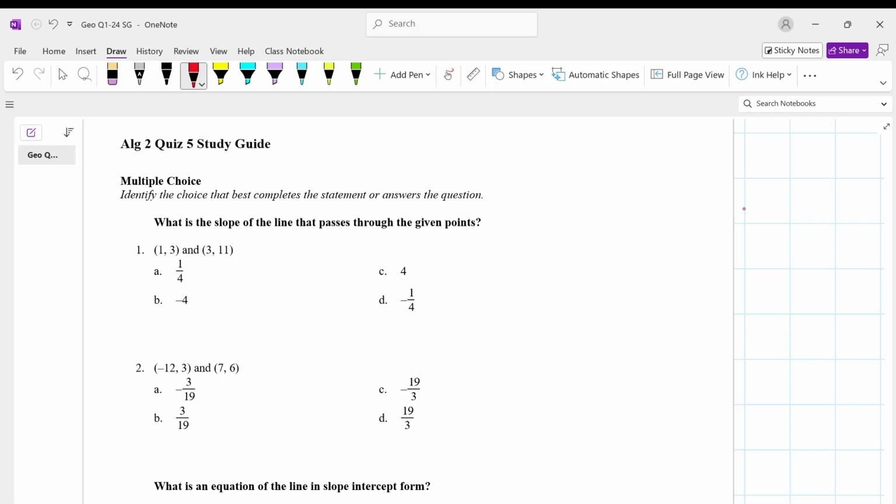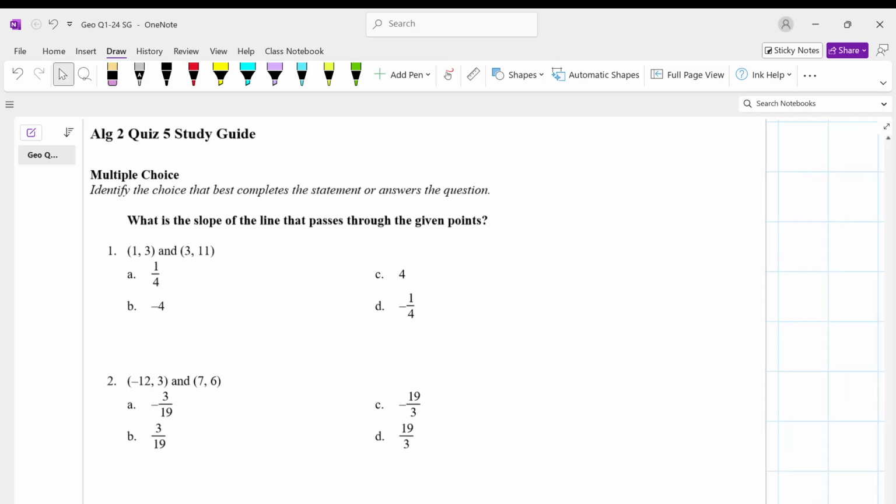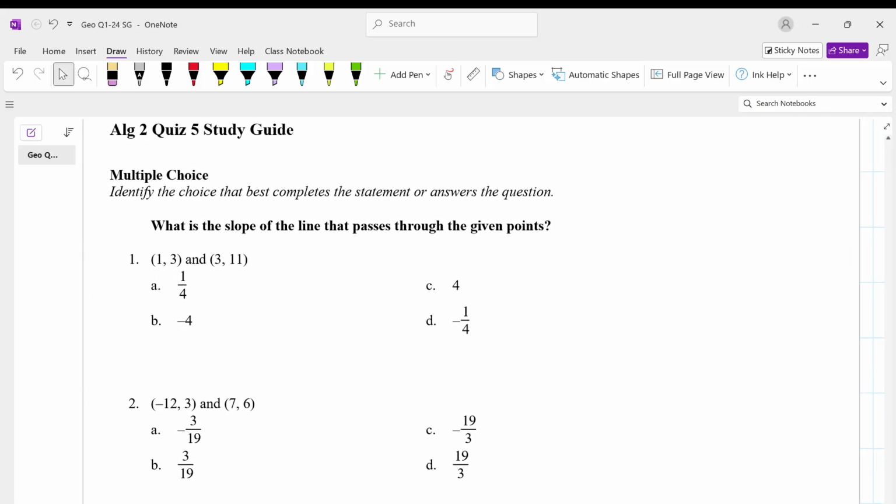All right, so this is your study guide, quiz 5. Problem number 1 asks you, what is the slope of the line that passes through the given points? If you remember that slope is equal to y sub 2 minus y sub 1 divided by x sub 2 minus x sub 1. So label the points.